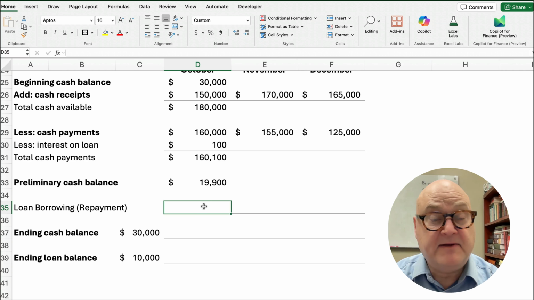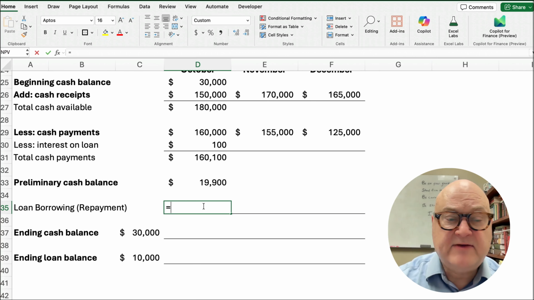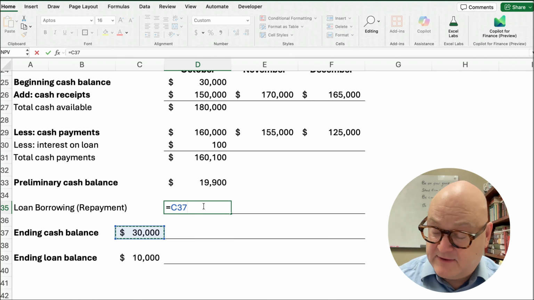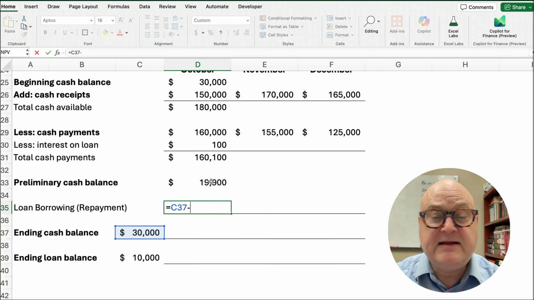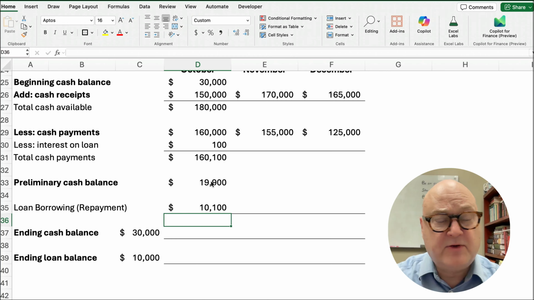Now, we need to keep a minimum balance of $30,000. So what we need to do is take $30,000 minus the 19. We need to borrow how much more? Well, we need to borrow $10,100.